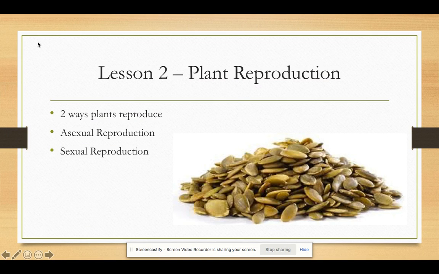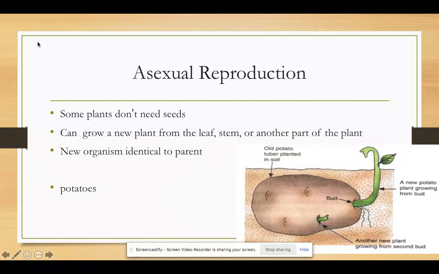Hi guys, today we're going to talk about plant reproduction. So we're starting lesson 2. Get your notebooks out and make sure you copy down all of the notes. So plants reproduce in 2 ways. They include asexual reproduction and sexual reproduction.